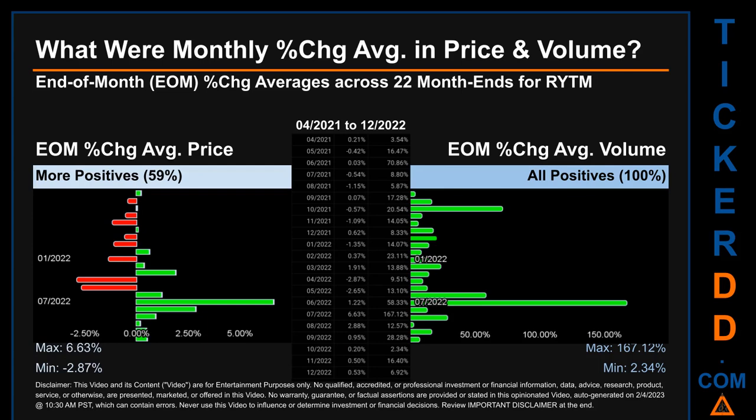Price saw an end-of-month max of 6.63% in average percentage change, along with a minimum of minus 2.87%. For volume, the maximum and the minimum monthly percentage change were respectively 167.12% and 2.34%.